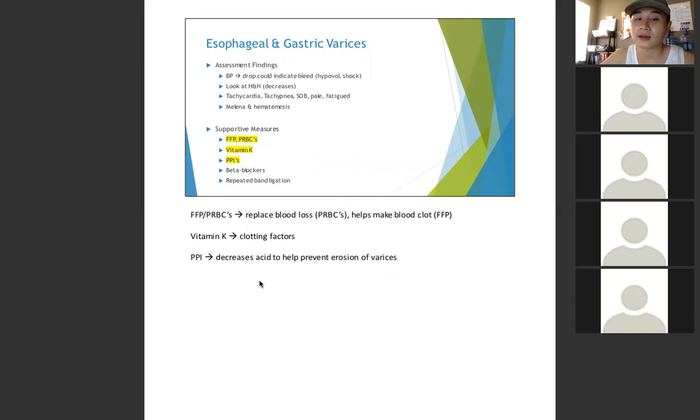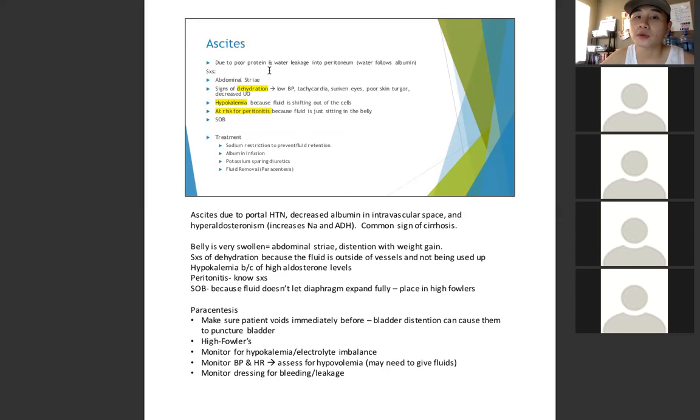All right, ascites. Ascites is due to poor protein and water leakage into the peritoneum. So water follows albumin. So the albumin is not inside the blood vessel anymore. So that's why the water leaked out. It doesn't stay in the blood vessel. That's why the water leaked out and stays in the peritoneum area.